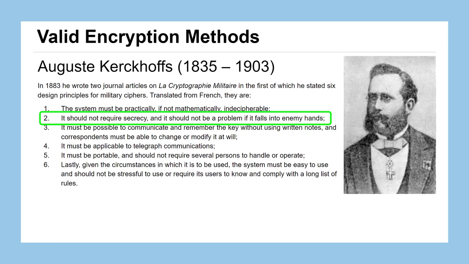It should not require secrecy, meaning you shouldn't have to hide from somebody the algorithm that you use to create your message. You should be able to say, I used the Caesar cipher. And as long as they don't have the key, it shouldn't be a problem if that message were to fall into enemy hands. Now, we'll learn very early on in this course that the Caesar cipher is not a valid encryption method, according to Kerckhoffs, because if you know it was encrypted with the Caesar cipher, it is not too hard to figure out what that plain text message was, because there's only a very small number of keys that you could try. And with a computer, it's very easy to try all of them.